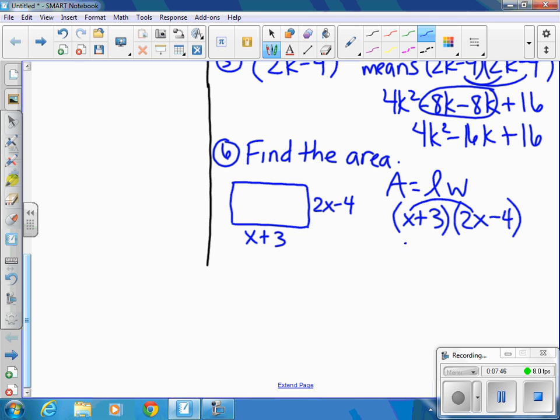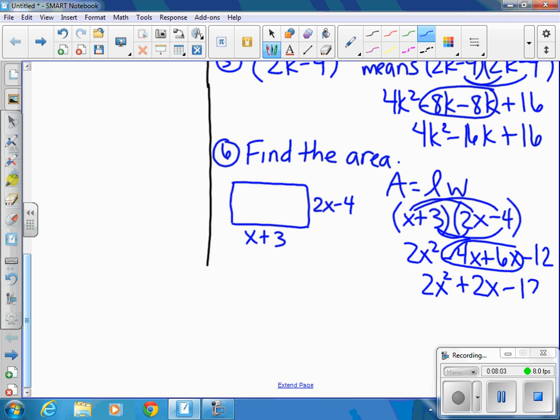Now you just jump in and do the FOIL that you've been practicing with. X times 2x is 2x squared. X times negative 4 is negative 4x. 3 times 2x is positive 6x, and 3 times negative 4 is negative 12. You want to combine the middle. Don't forget to grab that negative sign. Okay, so we have 2x squared plus 2x minus 12.